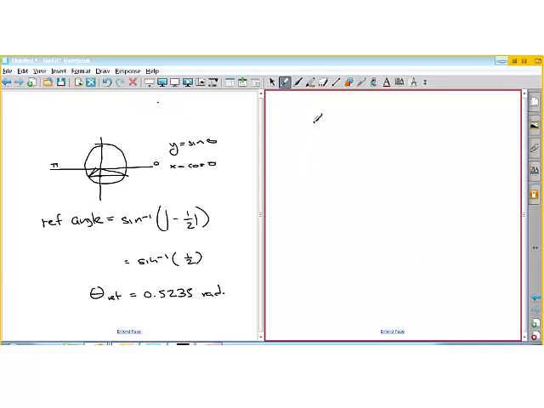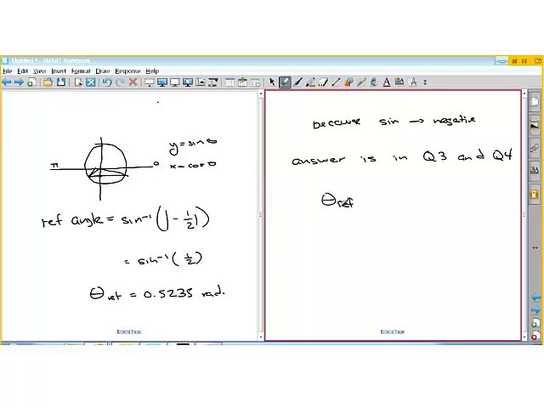Now, because the sine was negative, we know the answer is in quadrants 3 and 4, because that's the quadrants where the sine is negative, right here. So the y's value. Okay, so what we do is we take the reference angle.